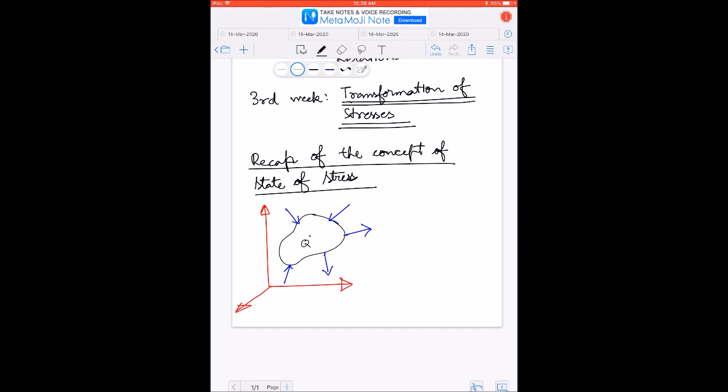So what we did back when discussing the concept of the state of stress was to take first of all a plane which was parallel to the YZ plane. So we'll just name our axis here. So this was X, this was Y, this was Z. So we took a plane which was parallel to the YZ plane and which happened to be passing through the point Q. So it looked something like this. So this plane was passing through the point Q, and it cut our three-dimensional body over this cutting plane.